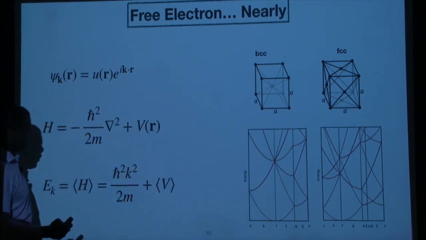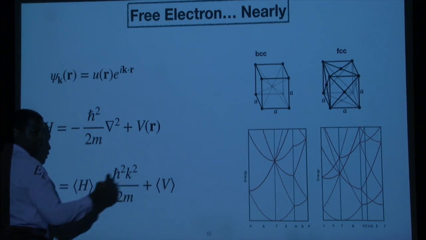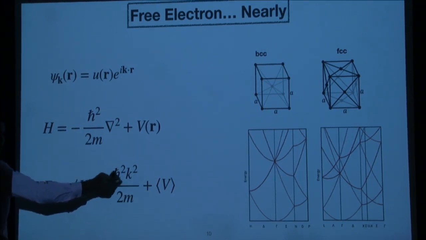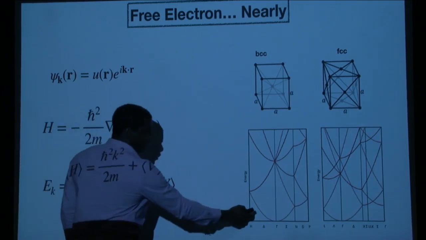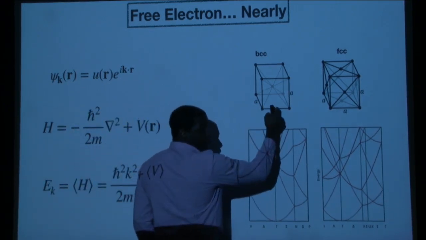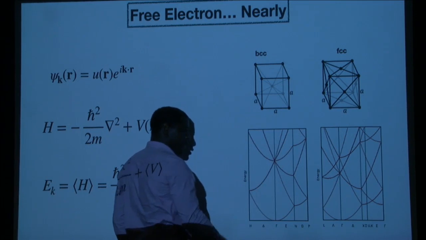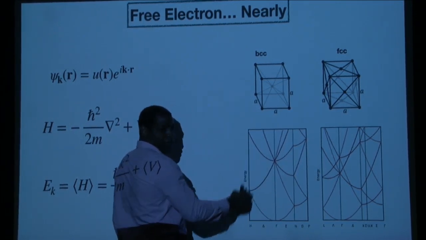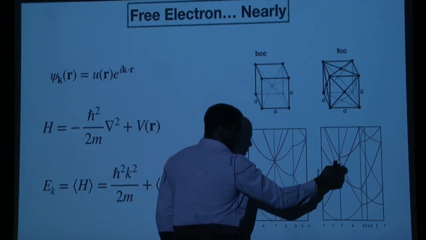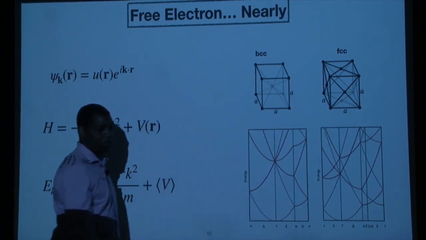What you can do is take this potential as it goes to zero, and then you have this kinetic energy term. What happens is your energy states look something like this. These energy states are a direct correlation with the crystal structure. So for a BCC lattice, if anyone showed me this band structure, which is called a band structure, I would know this is BCC. And if they showed me an FCC band structure, I would know that's FCC.